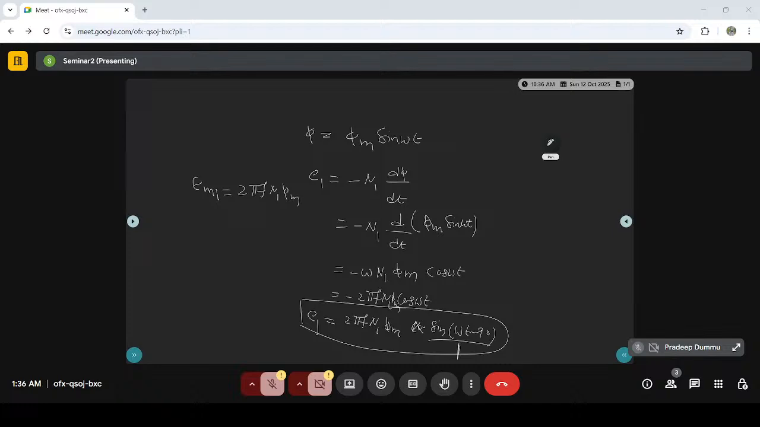But I don't want the maximum value. I should have an RMS value. What should I do for RMS? You have the formula. ERMS is equal to Emax by root 2, dividing throughout by root 2. Right. ERMS 1 is equal to 4.44 f N1 phi m volts. This is the self-induced EMF. Simply write as ERMS, simply write as E1.